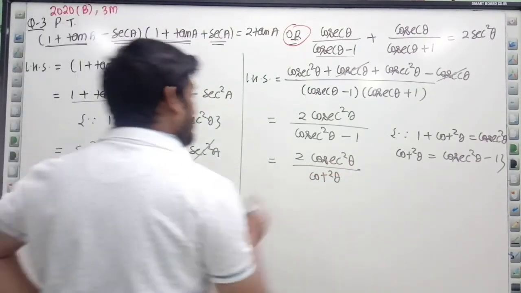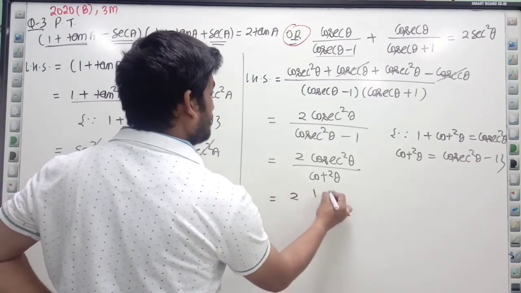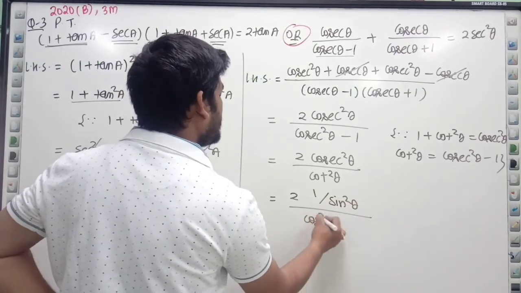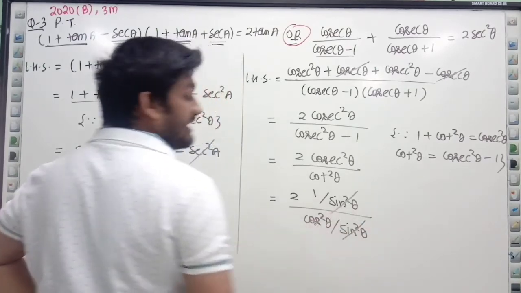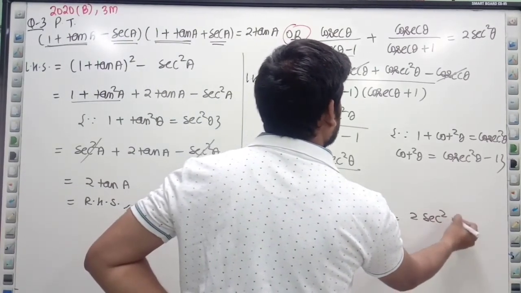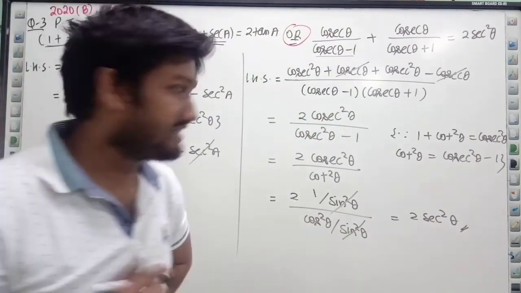Now I am converting it into sin and cos form. 1 by sin square theta, cos square theta upon sin square theta. Sin square from sin square cancel. 2 by cos square, that is 2 sec square theta, and this is the answer.